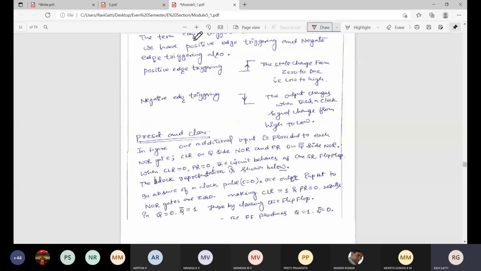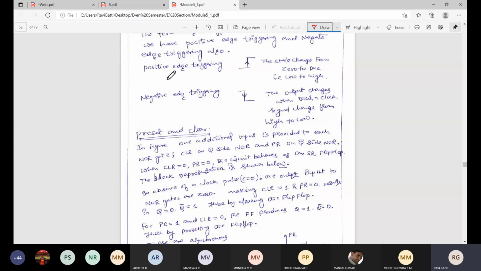You can see here there are two types of triggering. One we call positive edge triggering and one we call negative edge triggering. In positive edge triggering, the state will change from 0 to 1, when the clock changes from low to high. For the rest of the cases, it will not change. And if it is negative edge triggering, then the output will change from high to low. So these are the two types of clocks we will be using.